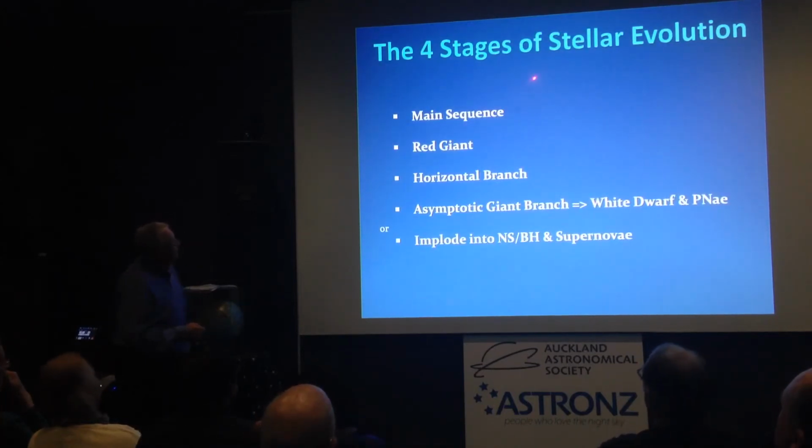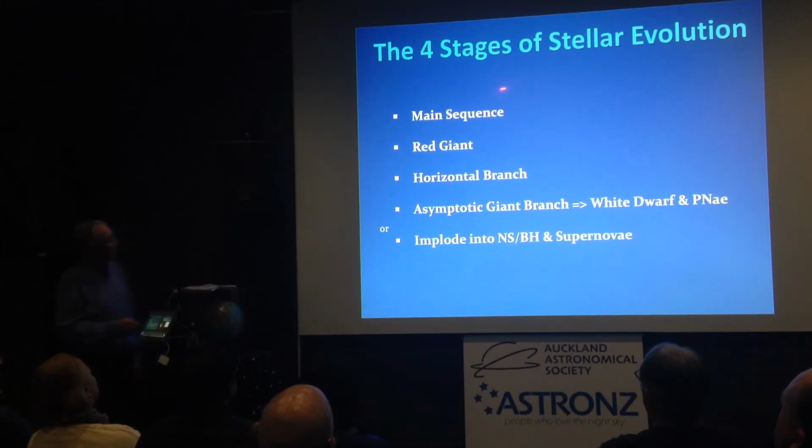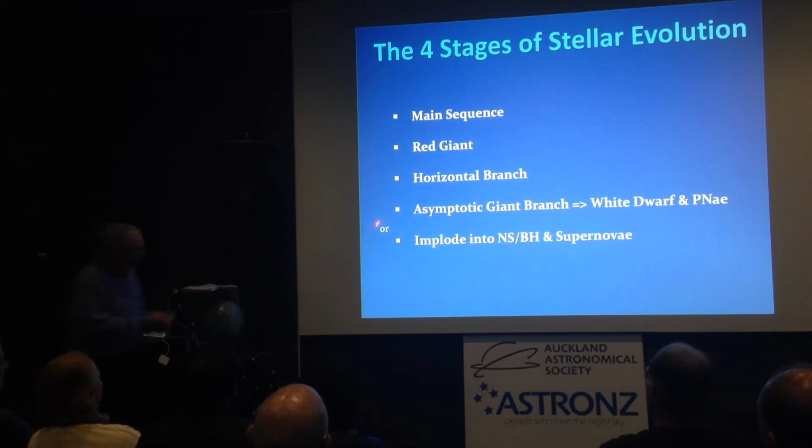So there are 4 stages of stellar evolution, starting at the main sequence, that is. The main sequence, which we're going to talk about, then we'll discuss the red giant stage of a star's life. We'll then talk about the horizontal branch stage of a star's life. And then, depending on its mass, and that's the whole thing of this talk, everything hinges on the star's mass. The mass is the DNA of the star.